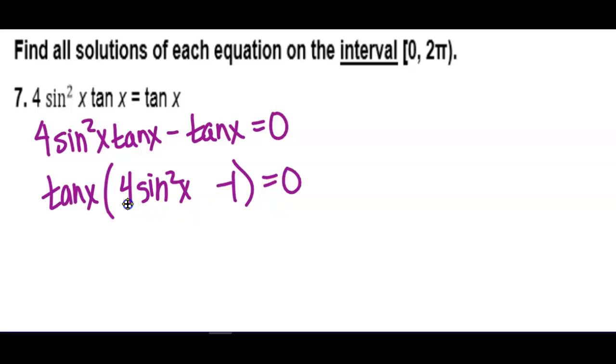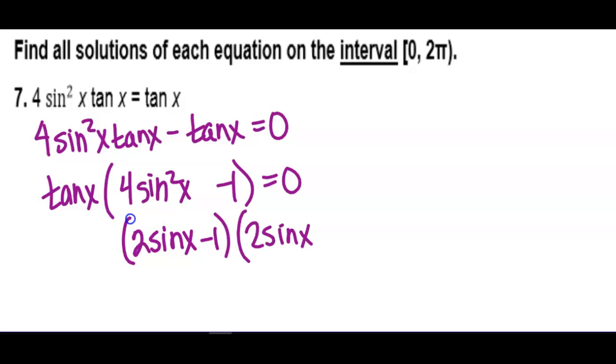Now, this time 4 is a perfect square, so we could factor this further as 2 sine x minus 1 and 2 sine x plus 1. It's kind of like we have a 4x squared minus 1, right? It would factor 2x plus 1, 2x minus 1. All right.